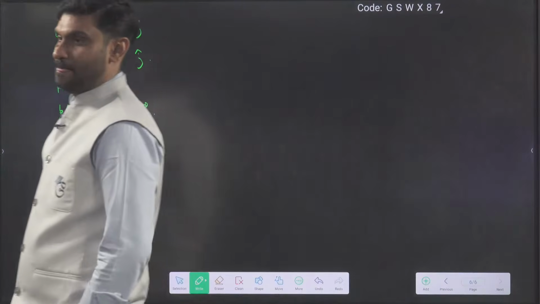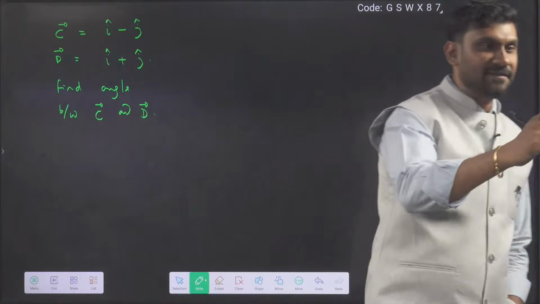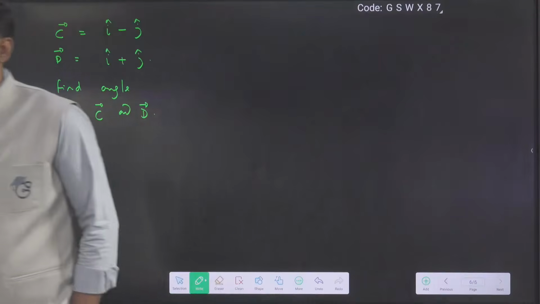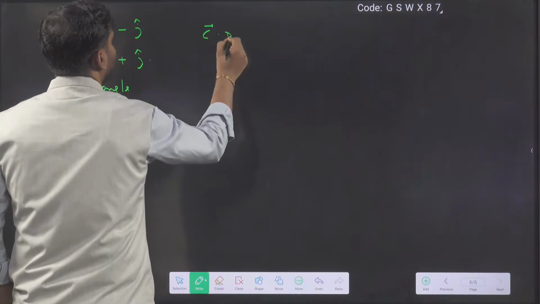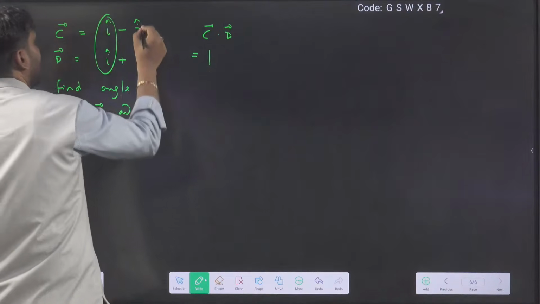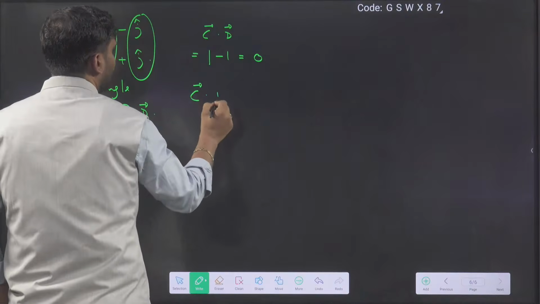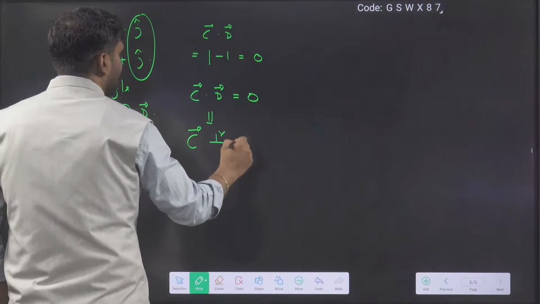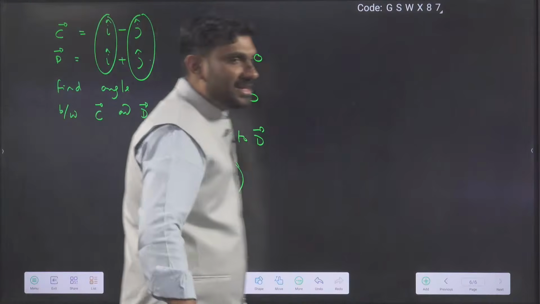Please be careful. 90 degrees, yes, correct, very good. 90 degrees is the answer. How? C vector dot d vector is equal to i with i, it is coming 1, j with j, it is coming minus 1, so 0. I already told you, if the dot product of two vectors is equal to 0, then c vector is perpendicular to d vector. So the angle between them will be 90 degrees.